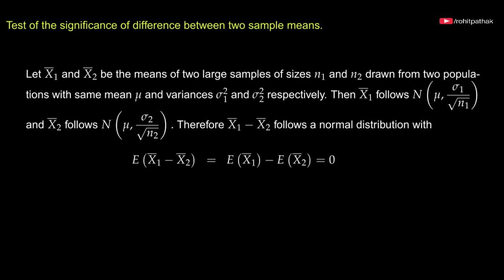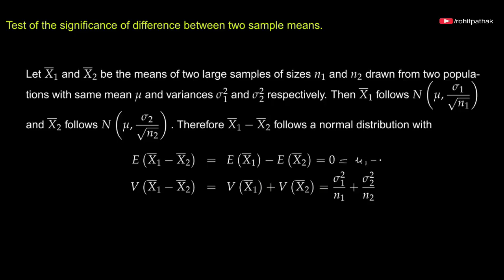So expectation of x1 bar minus x2 bar is equal to expectation of x1 bar minus expectation of x2 bar. Here expectation of x1 bar is mu and expectation of x2 bar is also mu. Therefore this will be 0. But in practice these two may not be the same. Here we may have mu1 and mu2, that means the means of the two populations may be different. But here we have assumed that they are the same. That's why this is equal to 0. In case the means are different, then we will get a result like mu1 minus mu2.